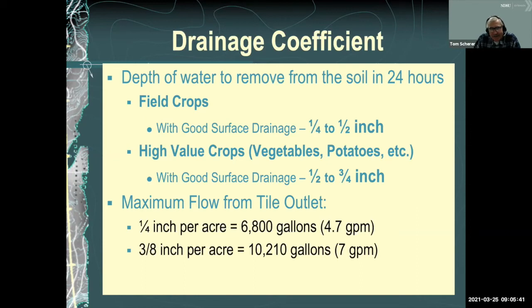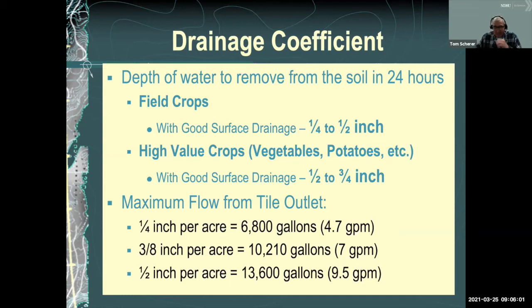If you designed at a 3/8 inch drainage coefficient, then about 10,000 gallons would flow out, and that'd be about 7 gallons a minute. A half inch drainage coefficient would be about 9.5 gallons per minute. And the drainage coefficient is very important, because if you have to put in a lift station, this is one of the basics of design for lift stations. So whatever drainage coefficient you select, a lot of it is based on how much rain you get in your area, as to which one you would pick to design on.